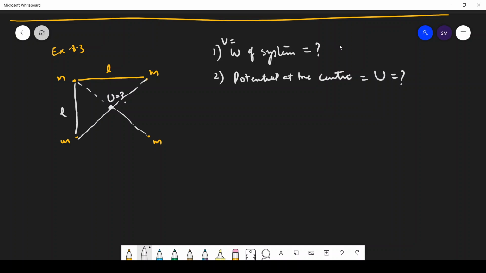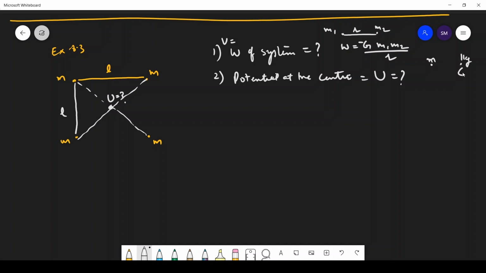What formula, students, do we have for W? If I have two masses M1 and M2 and the distance between them is R, then W is equal to minus G M1 M2 by R. Okay, and what is the formula here for V? For V, it is equal to, we are taking one mass as M and another mass as 1 kg, right?